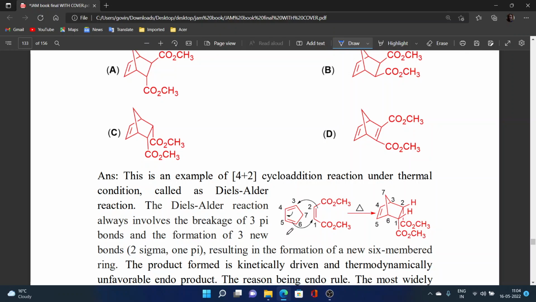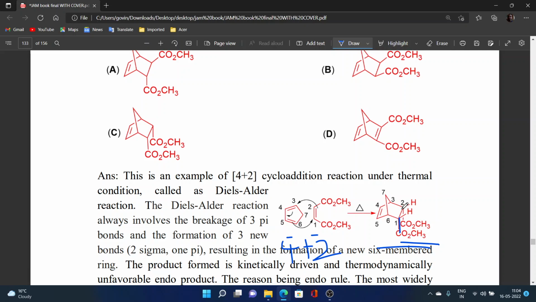What happens is, this is a 4π system, this is a 2π system. So it is a 4 plus 2 addition. 4 is the diene, 2 is the alkene. So this alkene goes and pumps electrons here, this comes here, and you are getting this product. Now I have drawn both the COOEt groups in the endo position.